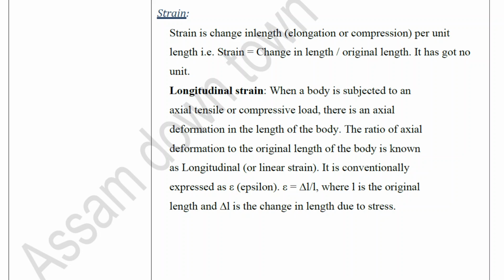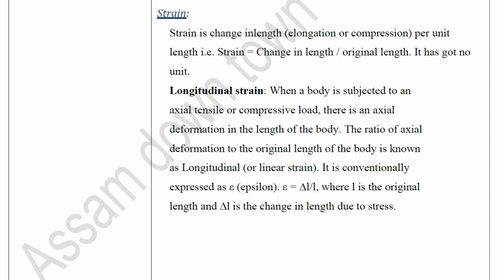Strain is the change in length. When you apply a certain stress or force, there will be a certain change in the length of the bar, right? This change in the length of the bar, which is either elongation or compression, per unit length, is called strain. So strain is basically the ratio of change in length to original length.